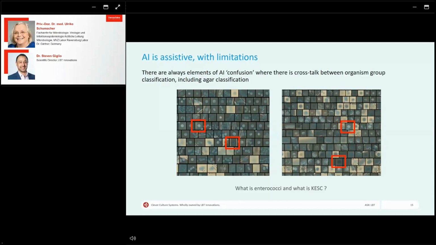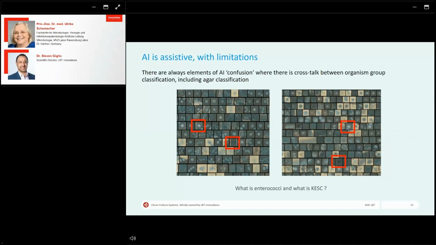So, looking at a urine chromogenic plate, what is enterococci and what is the KESC group? I think when you get the context of all of those things together, you start to get a feel of what organism group is what. But if you look at those boxes that are highlighted, there are similarities across different organisms, across different groups. And so there is this natural tendency of chromogenic media to have this cross reaction or drift of colors, sizes, and shapes. And AI cannot really differentiate that 100%.